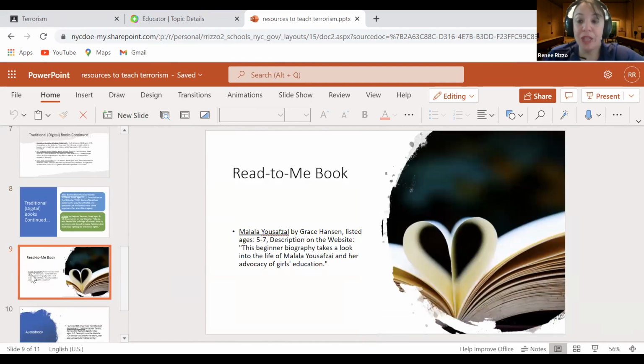Read to me book. Now, read to me books are great on the website because they are helpful for our students who are not readers or not yet readers. So here is a read to me book about terrorism. Malala Yousafzai by Grace Hansen, listed ages 5 through 7. Description on the website: This beginner biography takes a look into the life of Malala Yousafzai and her advocacy of girls' education. And I say it's about terrorism. It's partially about terrorism because that is a factor that influenced her life.